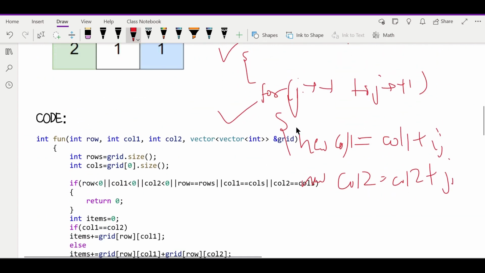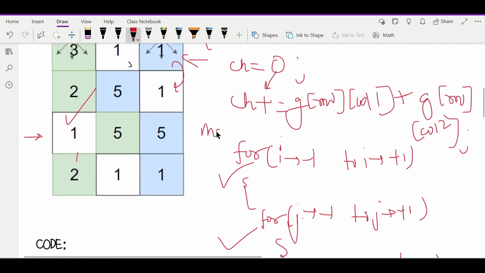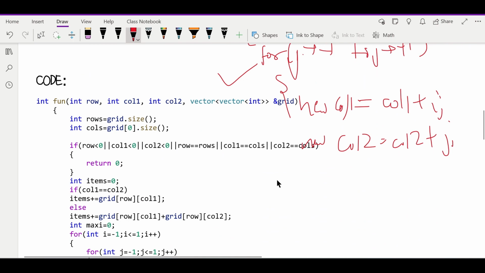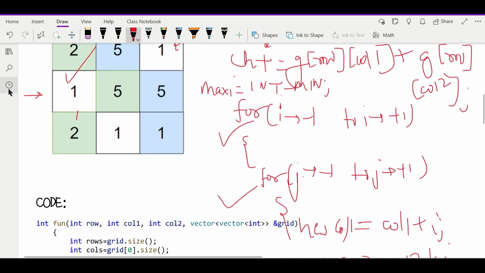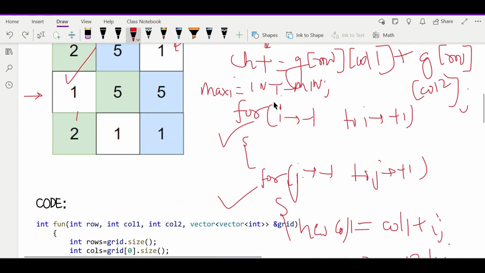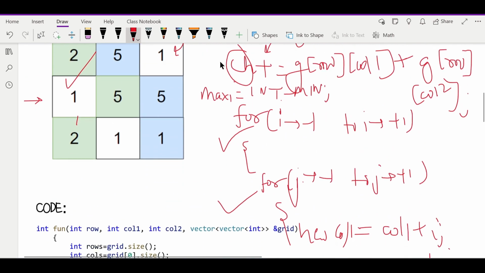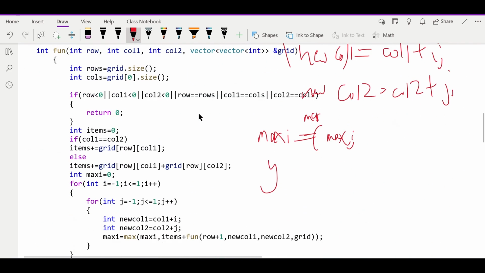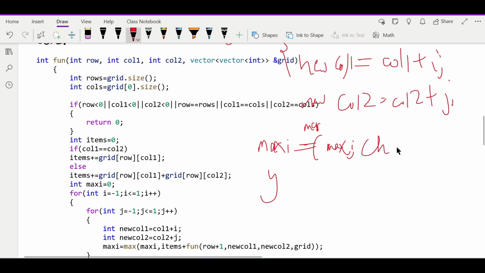What we'll do is take a maximum, let's say maxi, as int minimum outside this. You have to make the movements. Robots have to make the movements. And how will they move? Just take the max of maxi, the current value of maxi, and the cherries you have collected on that particular step in which you are already on.